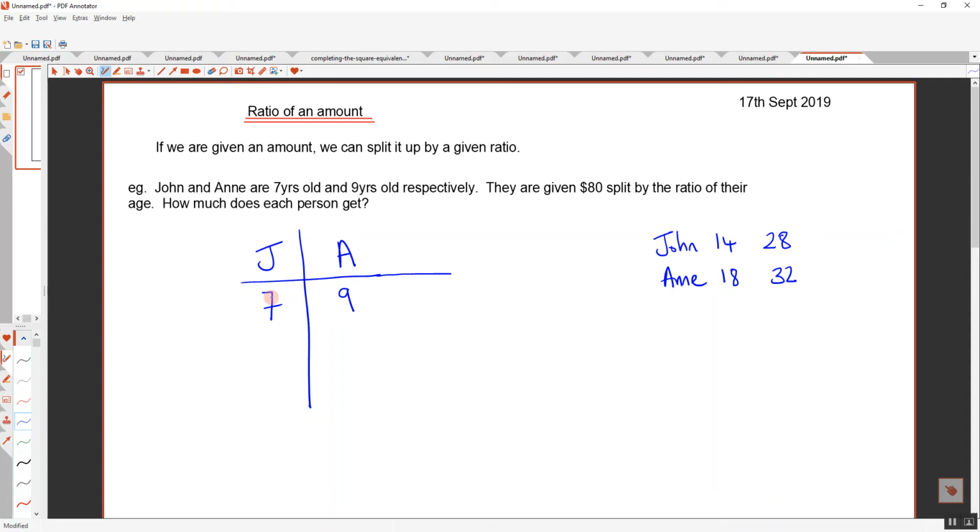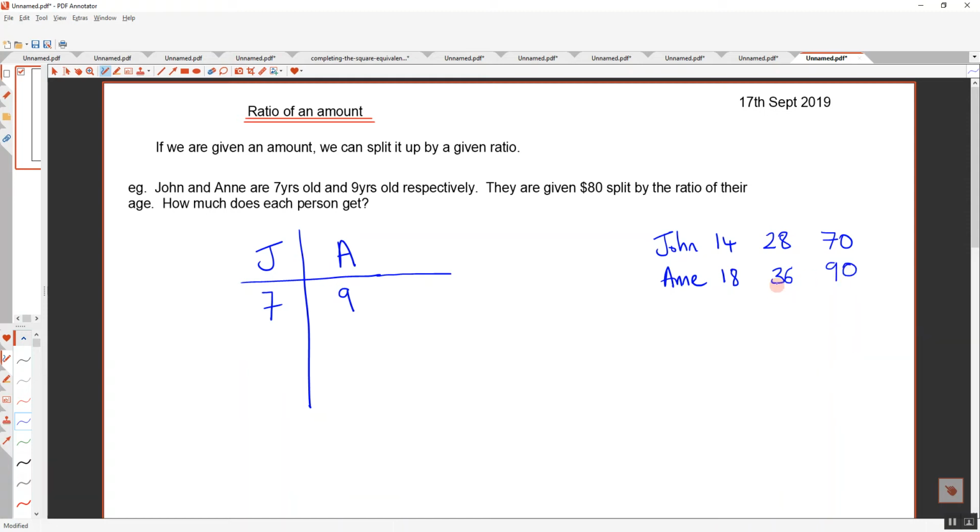Actually, what did I just say there? If John gets 28, so that's 7 times what gives me 28? 4, and then 4 9s are, whoops, 36. So it's 4 times as much. If John gets 70, Anne gets, think how many times bigger this is. If John gets 70, Anne will get 90, because it's how many times bigger? 10. Yeah, 10 times bigger.